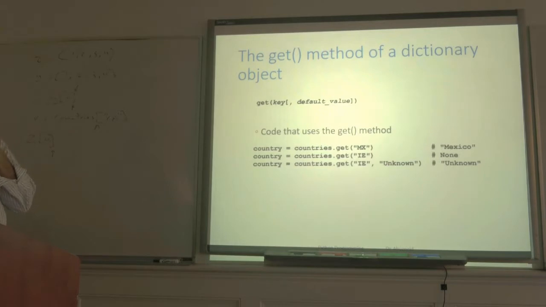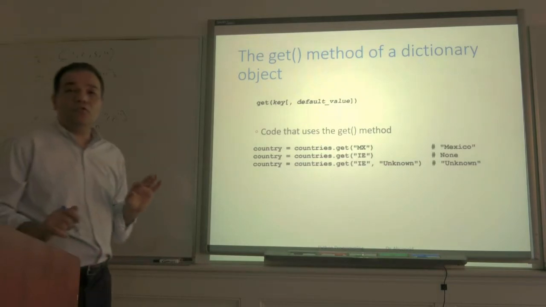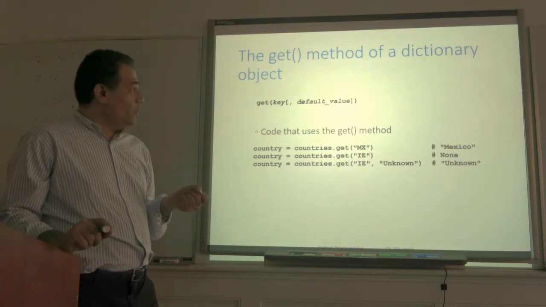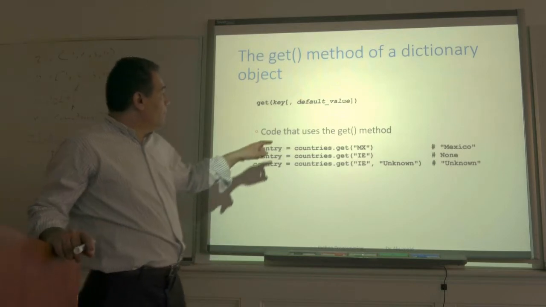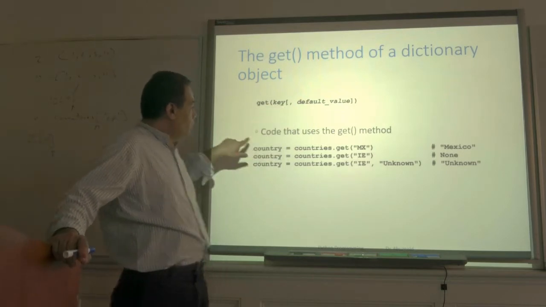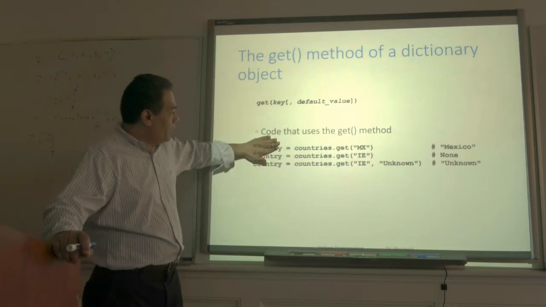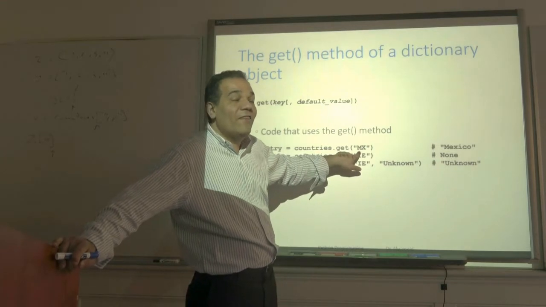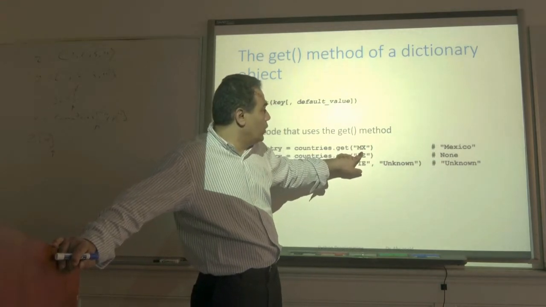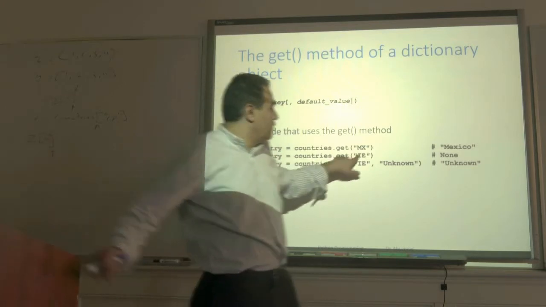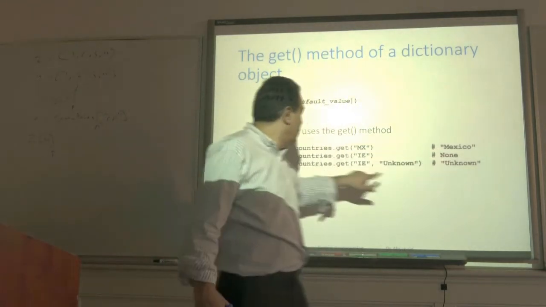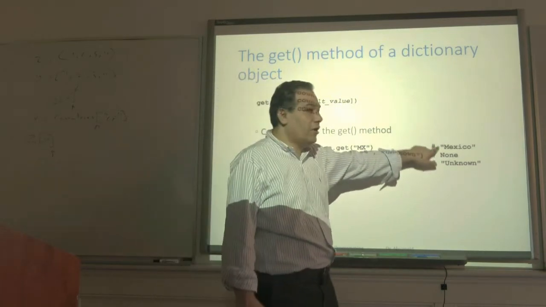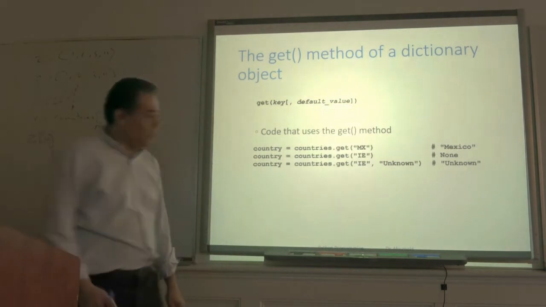One extra advantage or method for a dictionary is get. So get a key. For example, in here, countries get, and you put in the key. It will return to you what? The value. What is the value? Mexico. If the key is IE, there is nothing, so it returned nothing because there was none. Okay. Anyways.